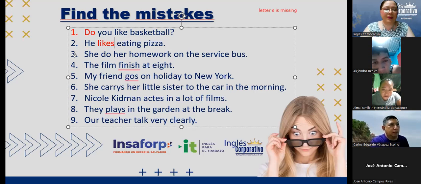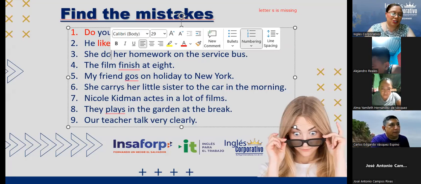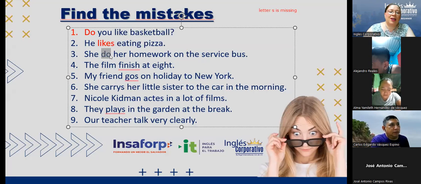Number three. He does her homework on the service boards. Okay, he said something important, right? He said... Exactly. So, we need to change the do for does. Yes, because it's she, right? She does her homework on the service bus.